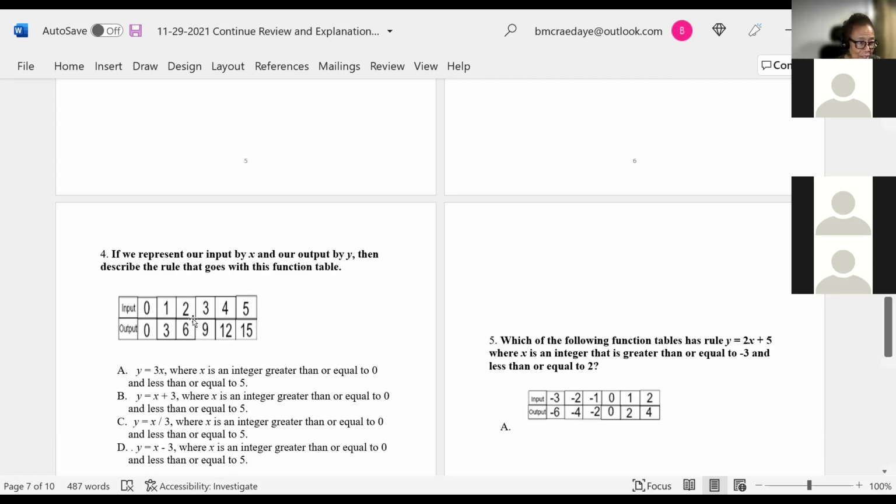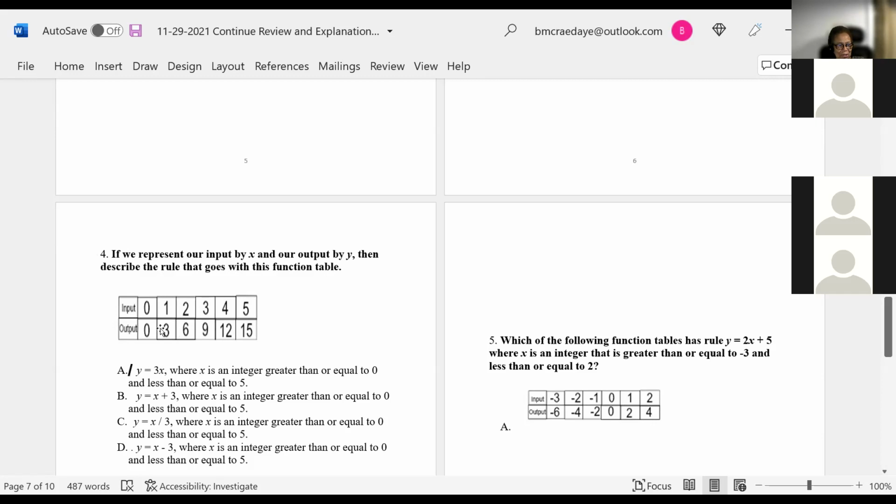You see that, Audrey? Y output. Where you at? Number 4. I don't see it. You don't see number 4? Wait, I must be on the other side. Oh, yes, I was on the other side. Okay. You see number 4, right?